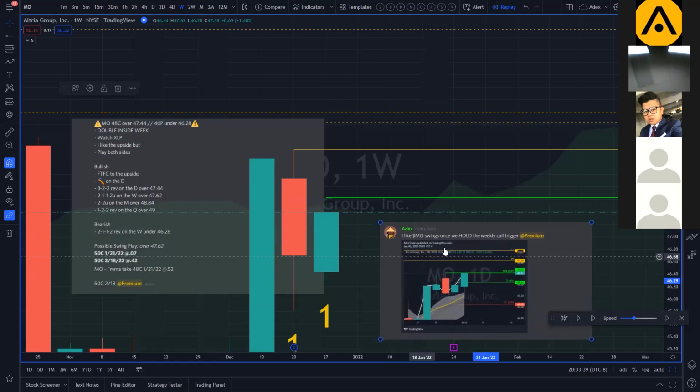The reason why is because I like MO swings once we hold the weekly call trigger. Remember, if we hold the weekly call trigger, that tells me I'm okay to get calls at least 2 weeks out, as long as everything else is in my favor. As long as we're still full time frame continuity to the upside, XLP is still going up, things like that. And obviously I'm looking at the open interest as well. The open interest was high as well. So I'm like, yeah, people are here, they want it. As long as we hold the weekly trigger, then MO is gonna go up.